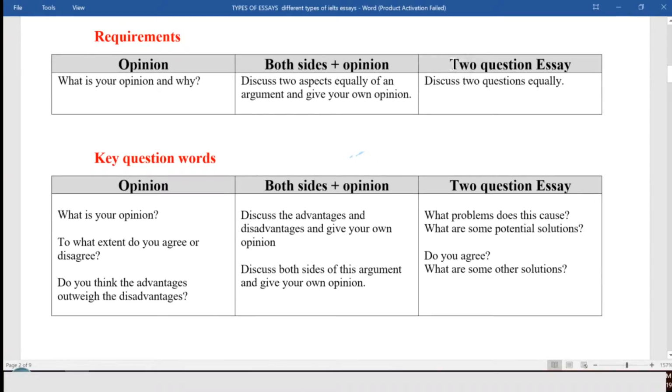And then we've got our third type of question, that is what I call a two-question essay. And this is asking you to discuss two questions roughly equally. You're going to respond to each of these questions roughly equally.